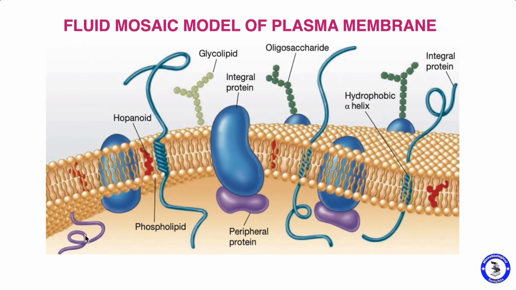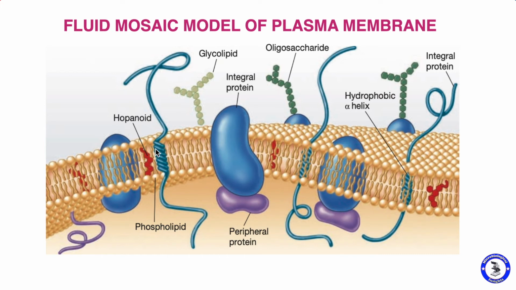And this is the clear structure of the fluid mosaic model of the plasma membrane. You can see clearly the peripheral protein here. It is attached sometimes on the inner surface, sometimes here also. So it may be present on the surface. And these are all integral proteins. Sometimes they can be fixed deeply inside the cell.